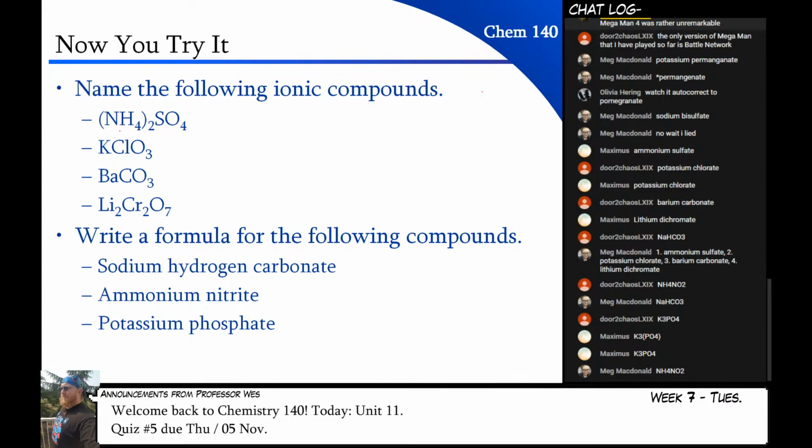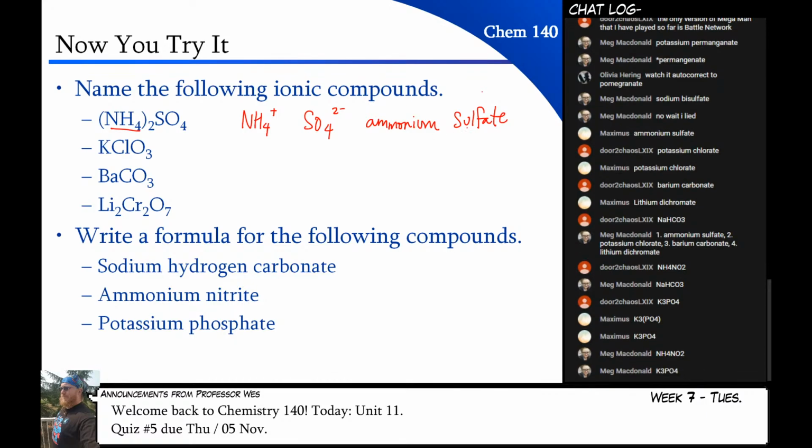All right, so looking up this, NH4, you'll see that it has that as its ion. There's two of them, and that's good because SO4 has a 2- charge, so they go together. This is ammonium sulfate. And that should be a lowercase s. I'm bad at writing.